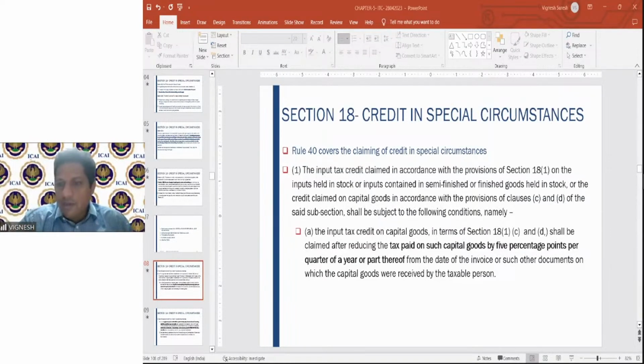Sir, you told we have to claim ITC as per 2B, but if GSTR-1 is not filed on the due date, then we can't claim ITC. Then how can we claim within 1 year from the date of issue of invoice?